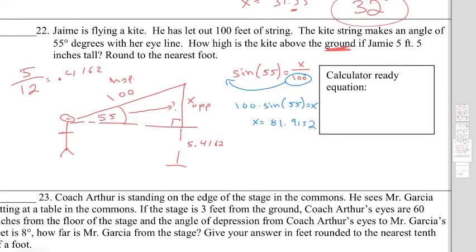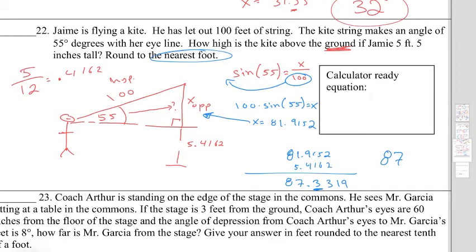81.9152. Now if I want to find the total height of the kite, I'm going to add the 81.9152 to the 5.4162 feet that I had, which gives me a total height of 87.3319. Now, it says round to the nearest foot. So because it's at 0.3, it stays at 87 feet.